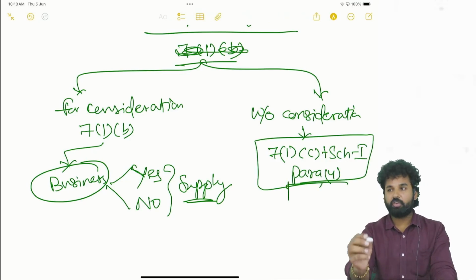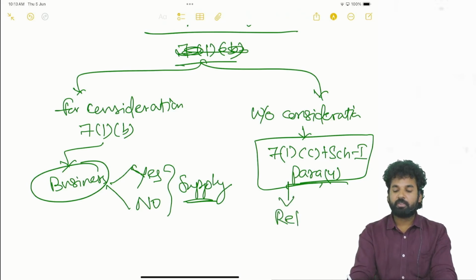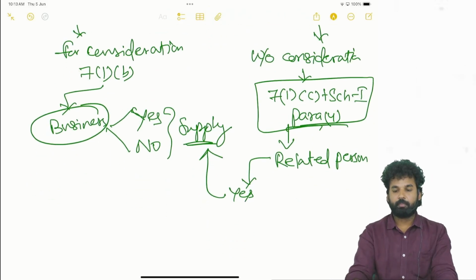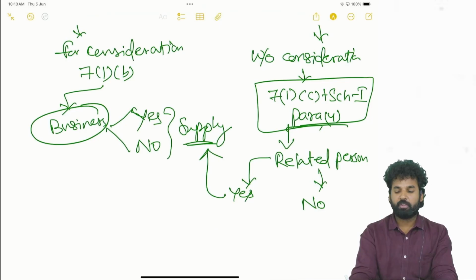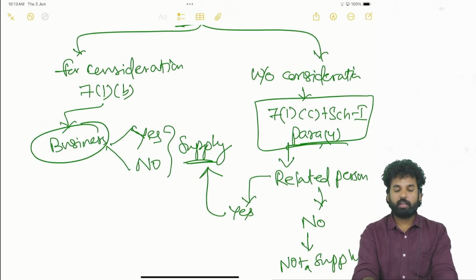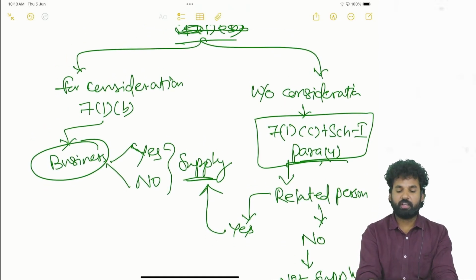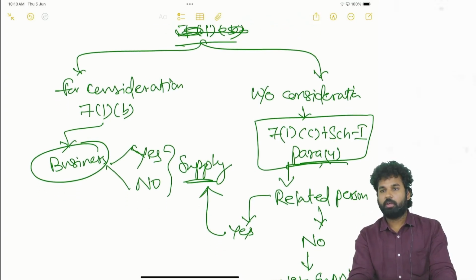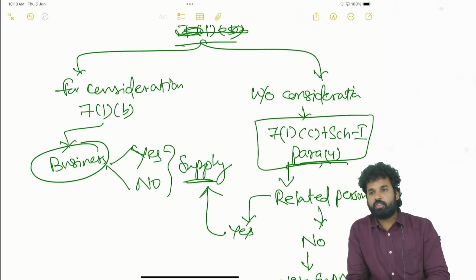Another condition we need to check here is whether it is from a related person. If it is from a related person, yes, then it is a supply. If it is not from a related person, it is not a supply. You understand this? This is regarding importation of services. Yesterday we have seen an example also. With respect to importation of services, we have seen an example also. A lawyer, an architect service is being received by the brother of such architect for his residential purpose.